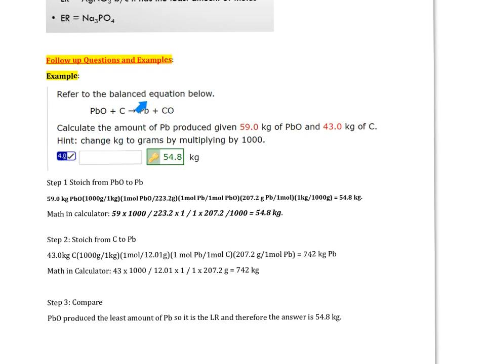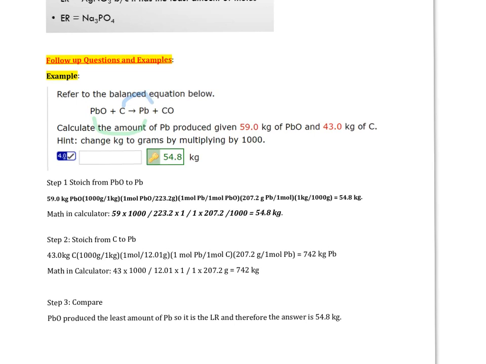Calculate the amount of Pb that can be produced given 59 kilograms of PbO and 43 kilograms of carbon. So we have the amounts of both of those. We have to find which one runs out first. And we're given kilograms, which is a pain. We have to change kilograms to grams. So I'm going to do a line of stoichiometry from the PbO to the Pb, and then I'll do another line of stoic from the C to the Pb.